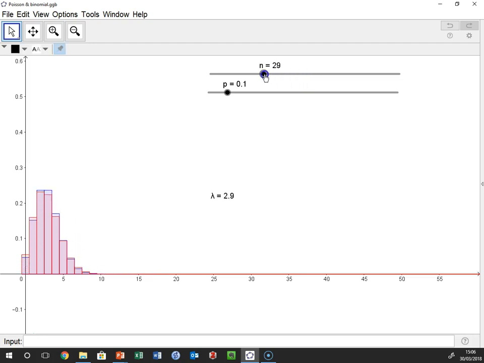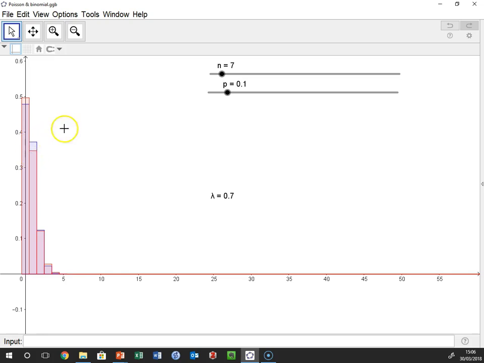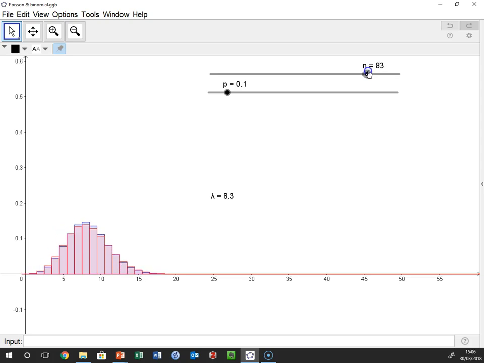If I then make n smaller, you can see that the errors are creeping up. They're a bit bigger. In fact, there's a fair bit of error now on this bar, a lot more than there was before. If I make n bigger, then that error actually gets smoothed out. So the biggest error there is there, which isn't a huge amount.